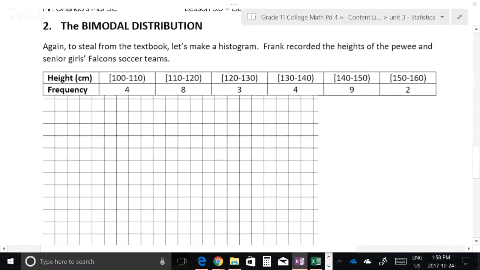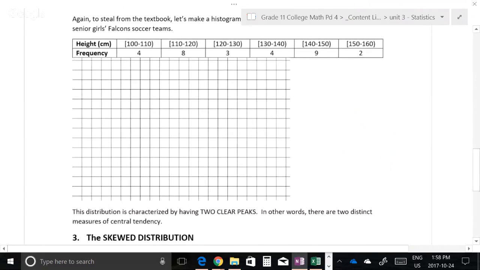Anyway, I want you to make a histogram for the next set of data on the next page. All right, we should be getting a little quicker, a little faster at this. So let's go ahead and make this one.